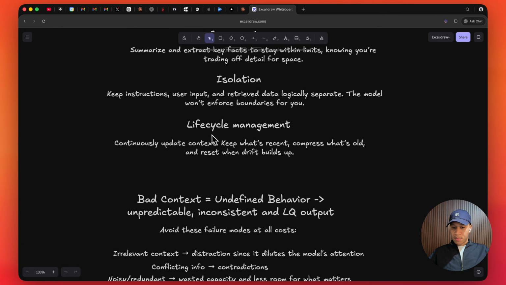Then you have lifecycle management. This also includes compression and other techniques, some of which I may talk about in future videos, that help keep your context management approach intact and help your agents have quality context for your task.